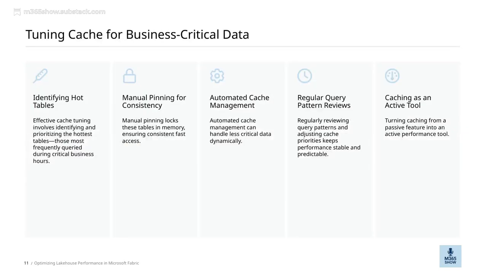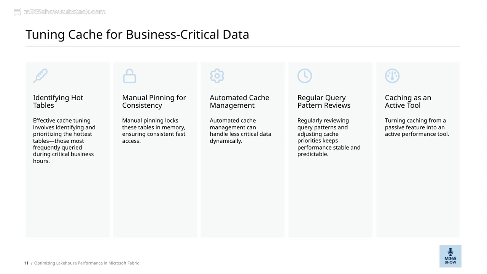Now, let's talk about turning caching from just a passive feature into an active performance tool. The idea here is to treat caching as something we actively manage and optimize, rather than just letting it run in the background. One key strategy is regularly reviewing query patterns. By doing this, we can adjust cache priorities accordingly, which helps keep our system's performance stable and predictable over time.